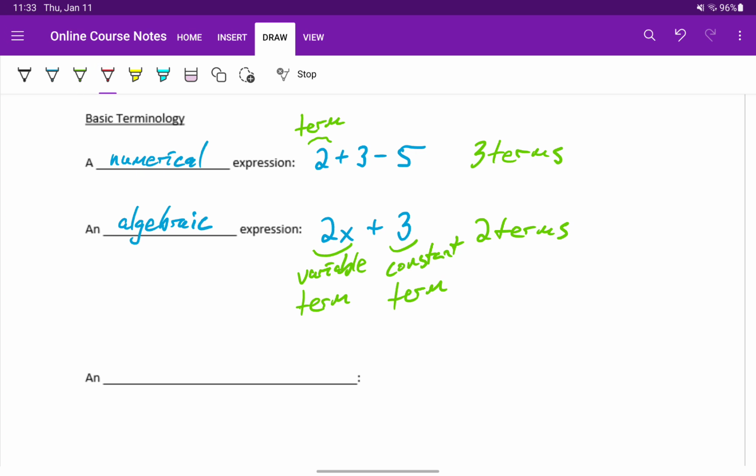When we look at that variable term, we see that we have the product of two values. We have 2 times x. We refer to each of those as factors in that term. So our variable term has two factors, 2 and x, which are being multiplied together. And we can refer specifically to the 2 that's in front of that x as the coefficient for that variable term.